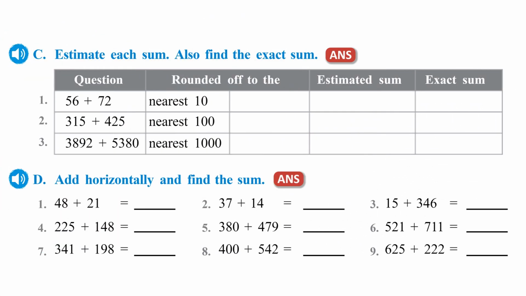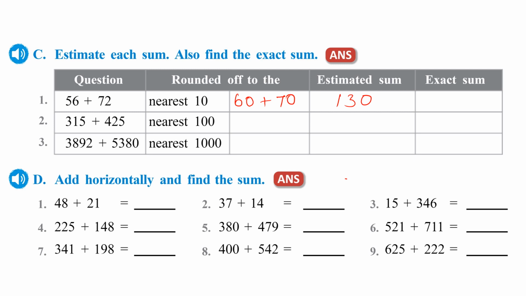Now let us see about estimating the sum and finding the exact sum also. Look at the question given here. The first one is 56 plus 72. They asked us to round it off to the nearest 10. Now 56 is rounded to 60, the next 10 will be 60, right? Then 72 will be rounded to 70, isn't it? When you add these two, we will get the estimated sum. That is 60 plus 70 is 130.